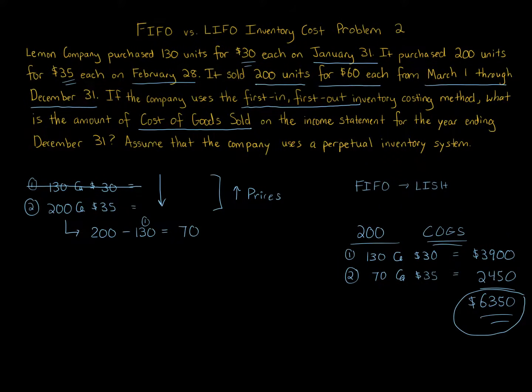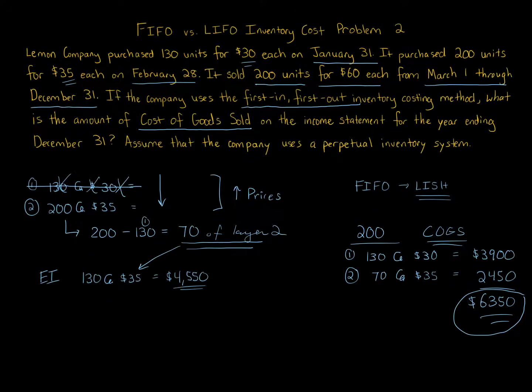Now, before we conclude, how would you get the ending inventory for this question? Remember, FIFO is LISH, last in, still here, so the last units are left. Well, we got rid of the first layer completely. There's nothing left. All gone. Second layer, we used up 70 of layer 2. So that means that we're going to be left with 130 units at $35 each, which is $4,550. That's the ending inventory.